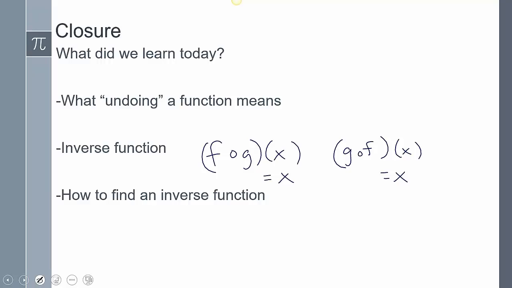And the way that we find the inverse of a function is we start with whatever our equation or function is, and because when we find the inverse the domain and range switch, we're going to switch the x and y's, and then we're going to try to get y by itself.